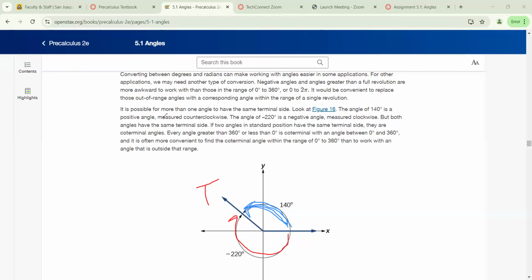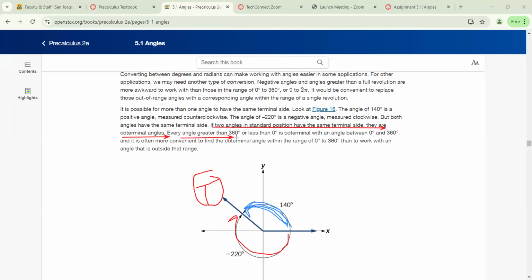The angle of 140 is a positive angle measured counterclockwise. The angle of 220 is a negative angle measured clockwise. But both angles have the same terminal side. If two angles in standard position have the same terminal side, they are called coterminal angles.